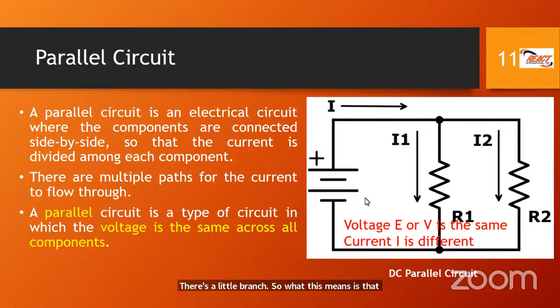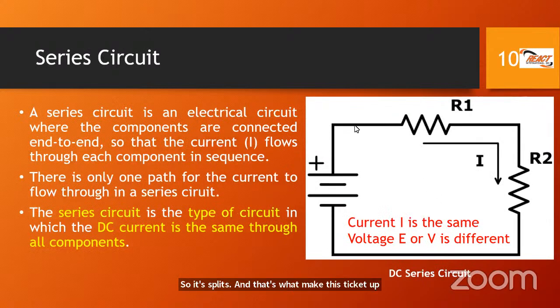So this is our battery. Again, it's pushing the electrons through the circuit. There's a current flowing, but when it gets to this point, again, we talk about conventional current flow, which goes from positive to negative. It gets to this junction. It has two ways to go. It can go this way, and it can also go this way. So it splits, and that's what makes this circuit a parallel circuit, as opposed to the series circuit.